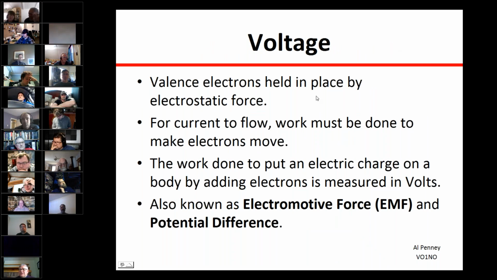Now, the valence electrons are held in place around the atoms by electrostatic force. And if we want to get those to move, we've actually got to do some work to make them move. And we do that by applying electric charge on the body, by adding electrons. And the way we do that is measured in volts. And this is known as the electromotive force, the EMF, the potential difference, or the voltage. So the voltage is basically the pressure that we put on the electrons to move through a circuit.